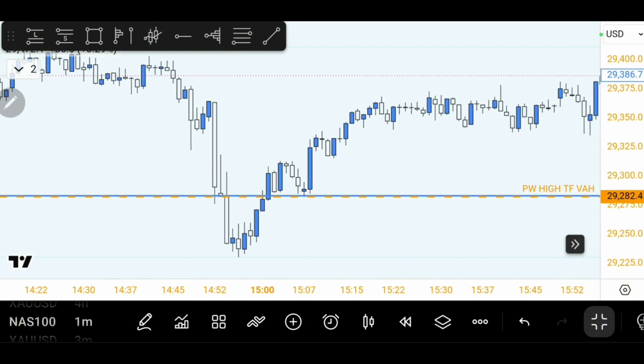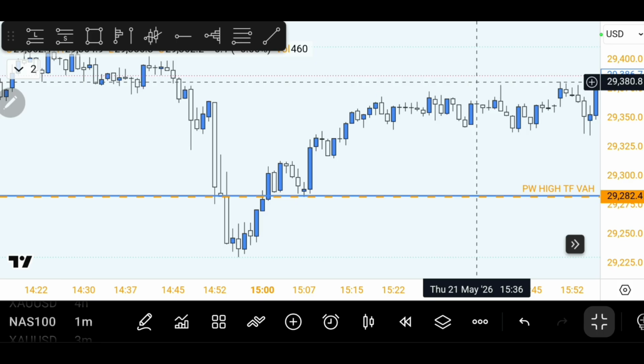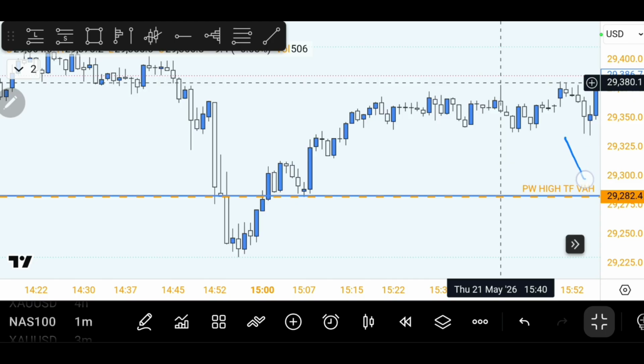Now look at this. This is called the fade. So this is the volume area IB, the fixed range volume area IB from the previous week. Obviously the price was coming from below, came back and decided to break back up. That's one simple break and test. Tested this line and went back up.